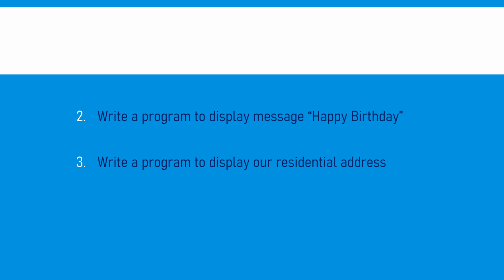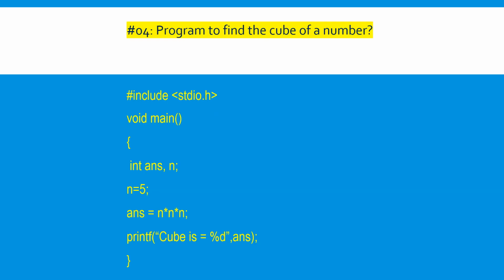Program number 2 and program number 3 can be coded in the same format we have done for program number 1. Moving on, question number 4: write a program to find the cube of a number. So let us start with the #include <stdio.h> preprocessor statement. In some programming environments, we need not mention this statement explicitly. Even if it is not there, the compiler will make that assumption for us.